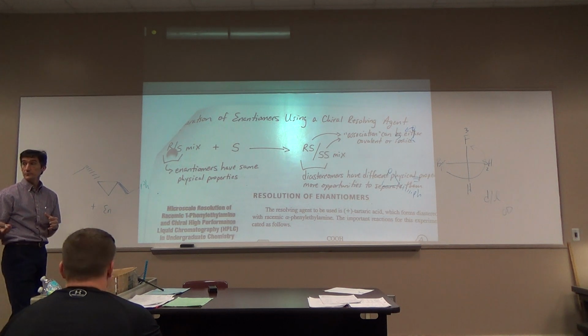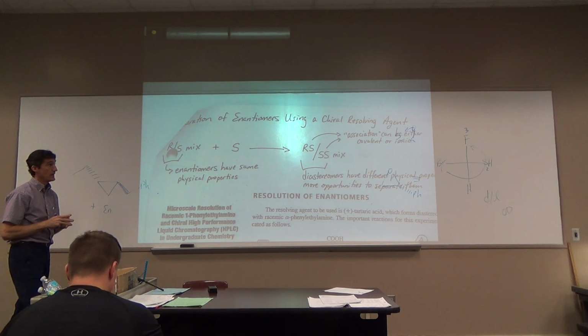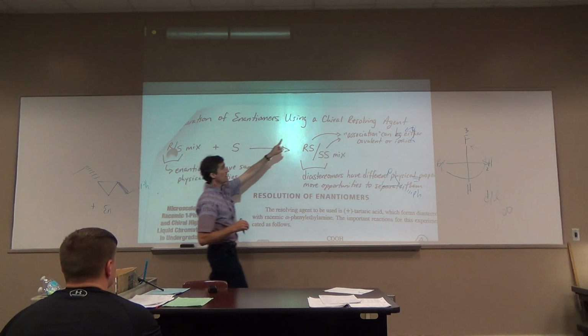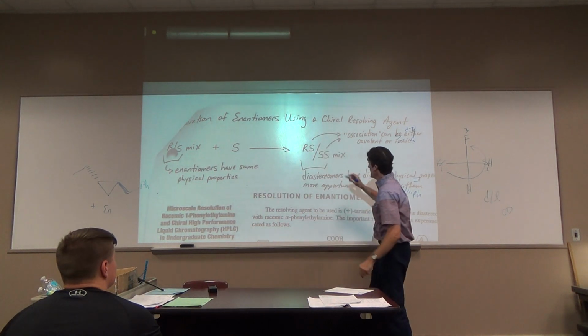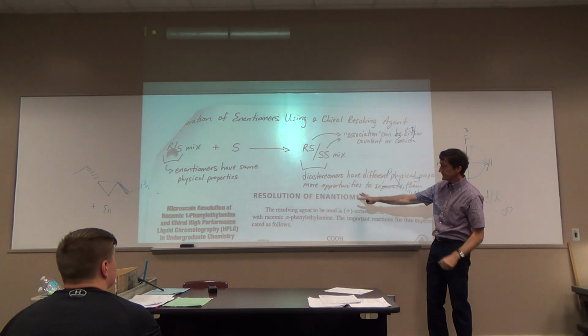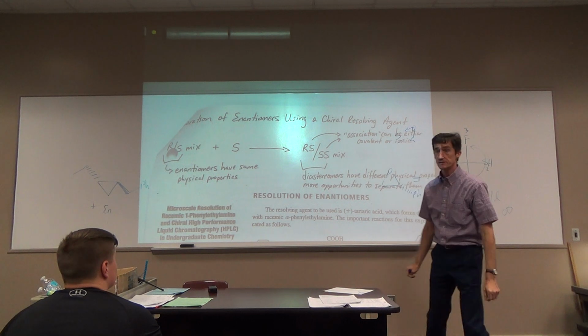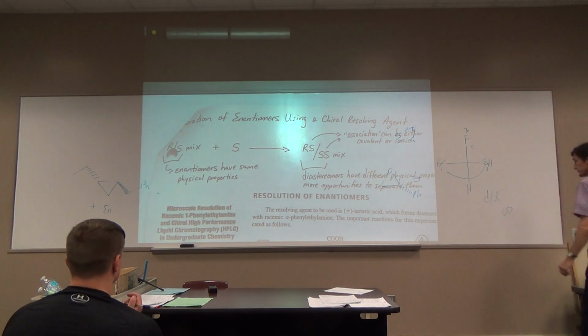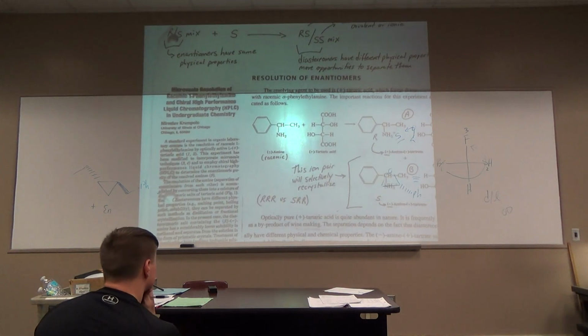Now you can usually separate them. And the S is called a chiral resolving agent. These can be separated; in this example, they're separated by recrystallization. You have to read this. I'm not going to read every little bit to you.